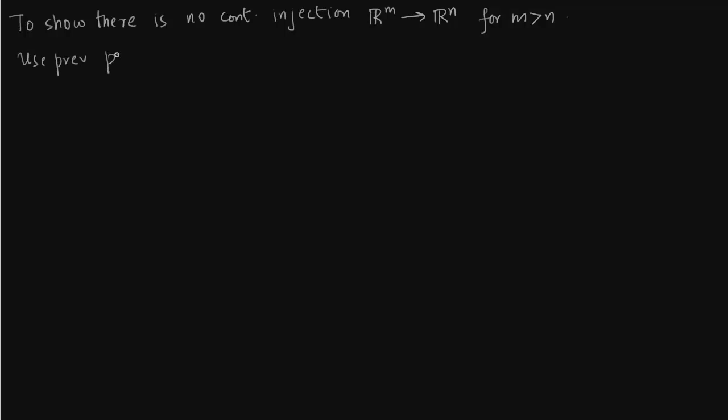Now we want to use the result on the previous slide to prove the following theorem. This is an important theorem: there is no continuous injection from R^m to R^n where m is greater than n. For example, we cannot have a continuous injection from R^2 to R^1 or R^3 to R^2. From any larger space to a lower space, we cannot have a continuous injection. To prove this result, we will use the proof on the previous slide, and apply it to this map from S^n to S^n.